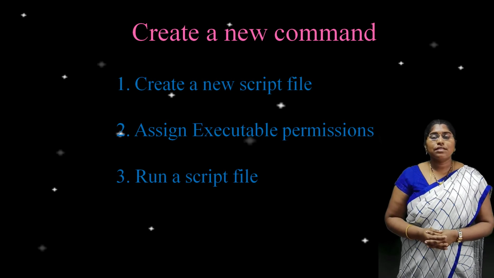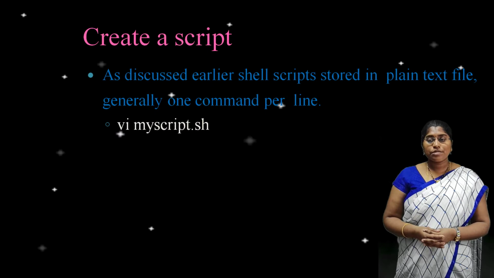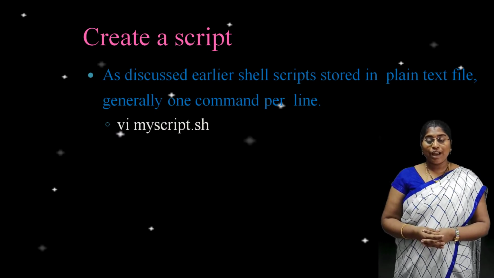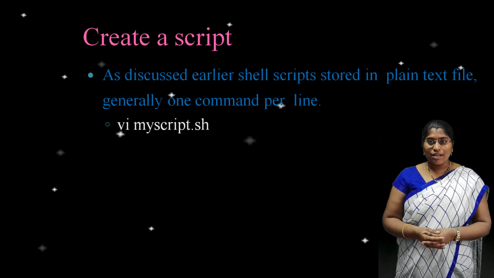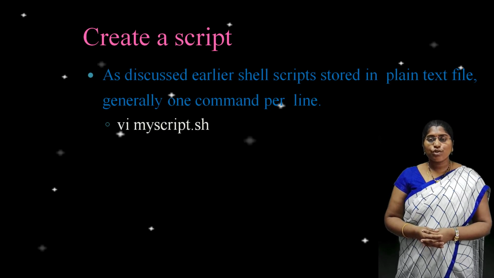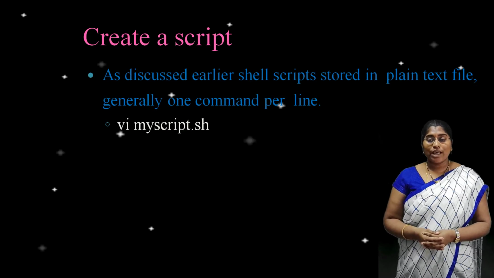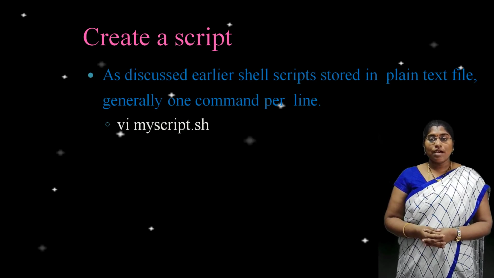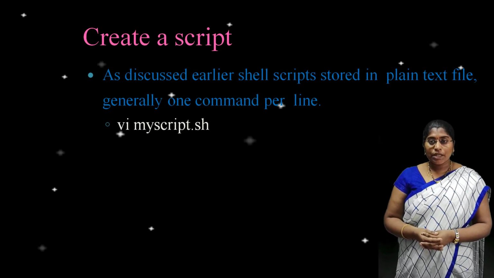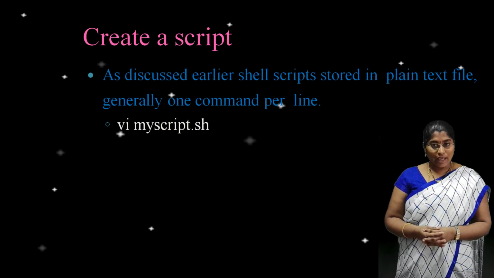Let's see, the first step is creating a new script file. As we discussed earlier, a shell script is stored in a plain text file. It is a plain text file and it consists of a set of commands, generally one command per line. So what is the basic syntax we use for creating a new script file? vi space myscript.sh. This is the basic syntax. Here myscript is the name of the script file you want to create, and that file name will be displayed here. So the basic syntax is vi space script file name .sh.